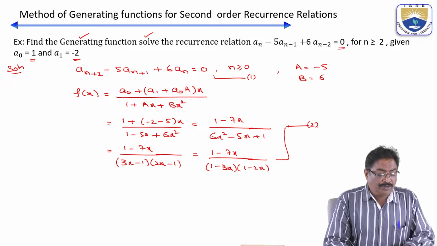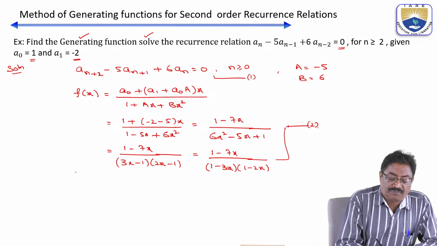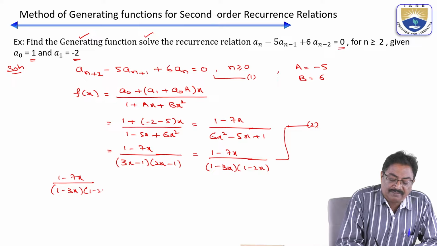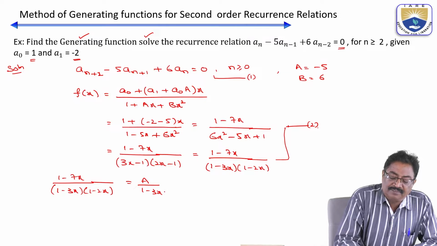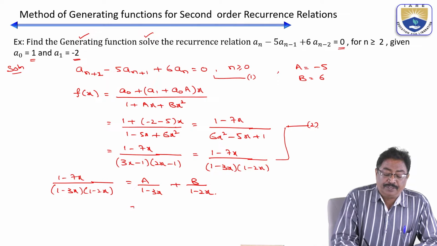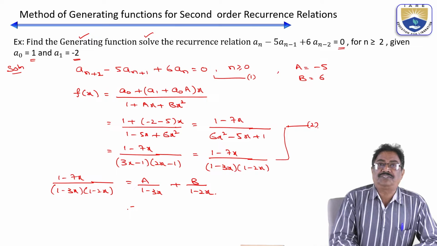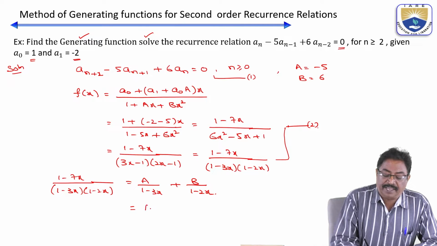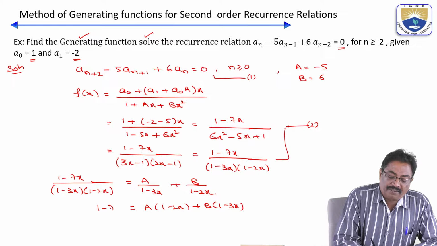For that, once again by using partial fractions, (1 minus 7x) by (1 minus 3x) into (1 minus 2x), I am going to take as A by (1 minus 3x) plus B by (1 minus 2x). Using the previous session's way, A into (1 minus 2x) plus B into (1 minus 3x) equals 1 minus 7x.